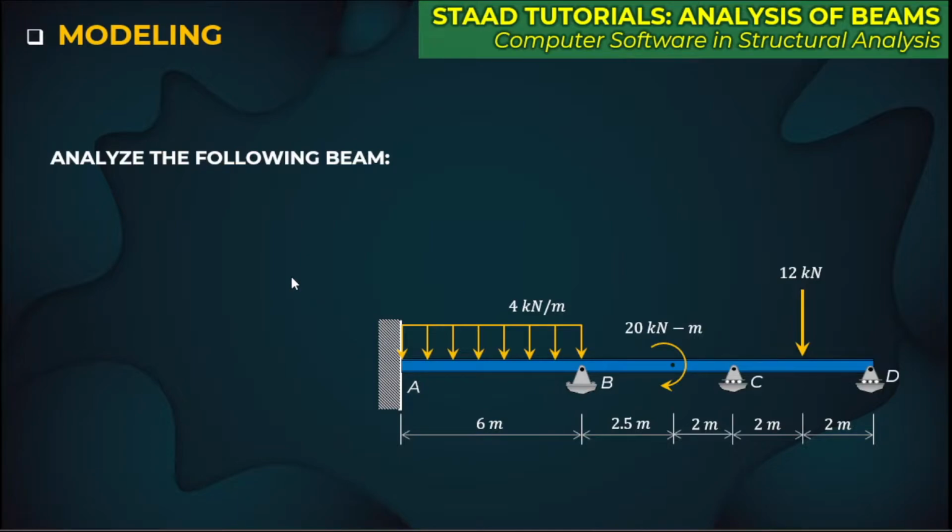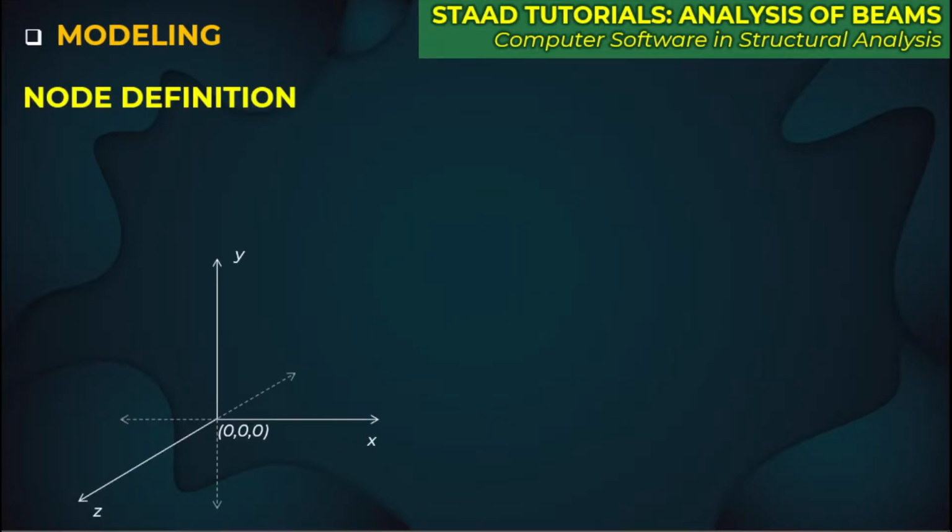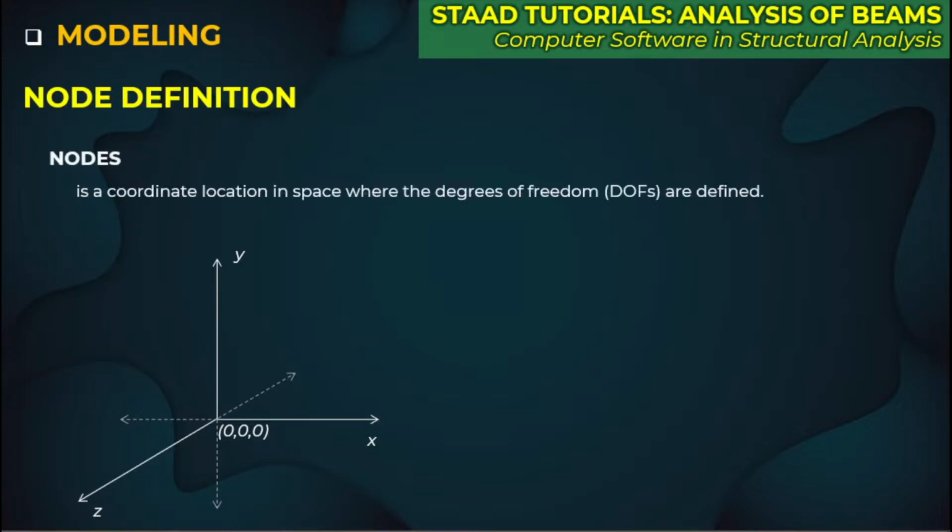Okay, so ito nga yung model natin, guys. So the beam is reinforced rectangular concrete with dimensions B equals 250 millimeters and H equals 450 millimeters. Kakailanganin natin, guys, i-define muna yung ating mga nodes. So ano ba yung ibig sabihin ng nodes? So ang nodes is a coordinate location in space where the degrees of freedom or DOFs are defined.